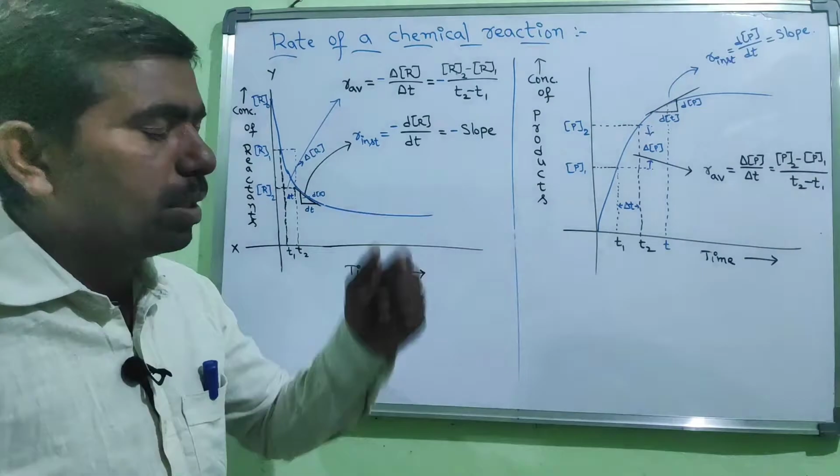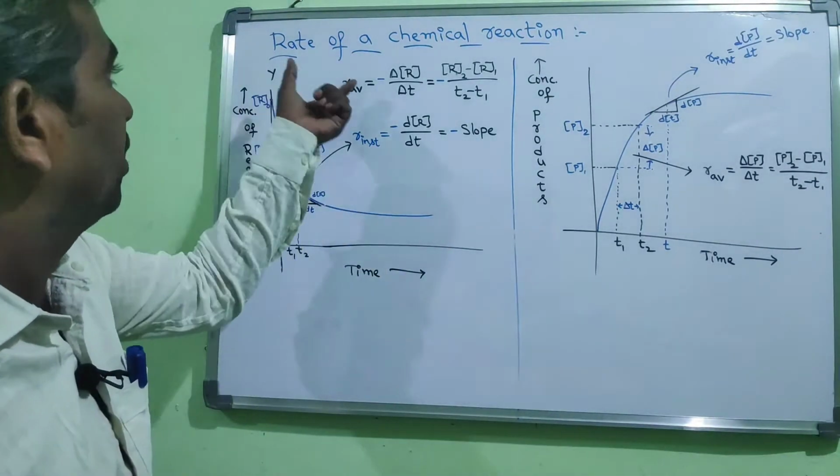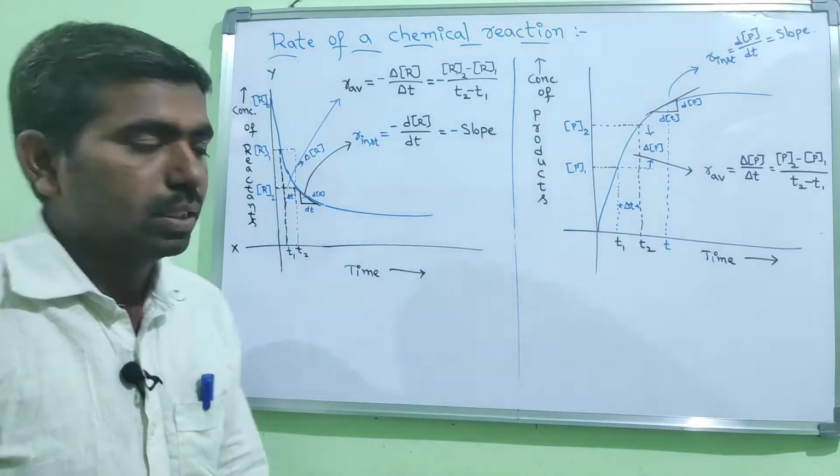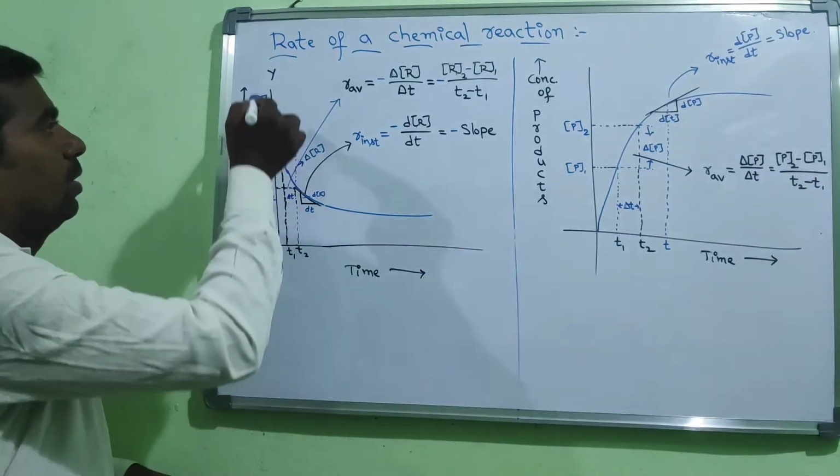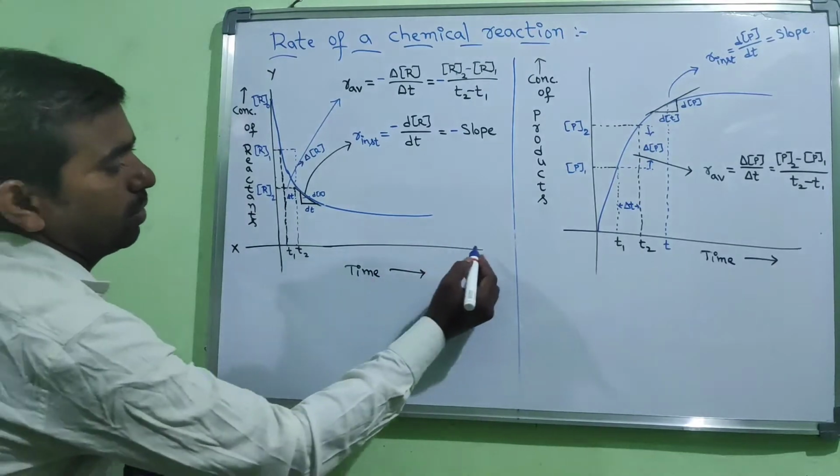Now from the graphs I am explaining the rate of a chemical reaction. So here this is the x-axis, this one is the y-axis.